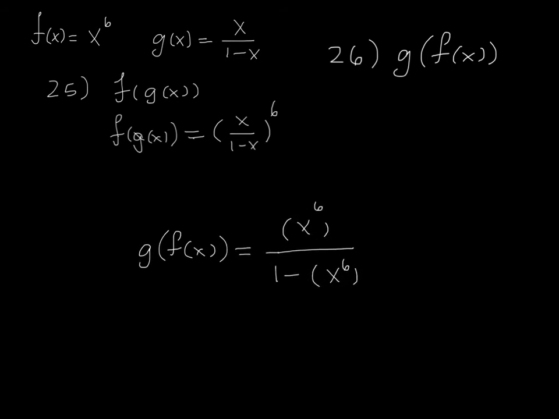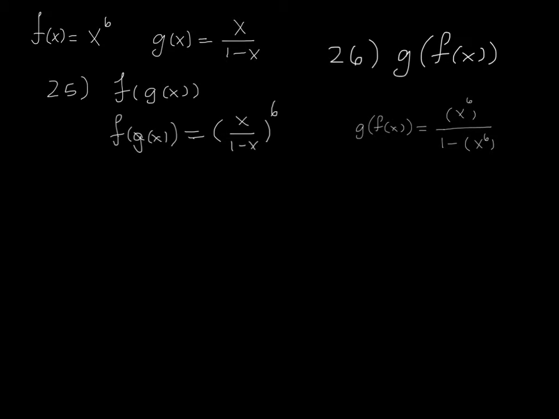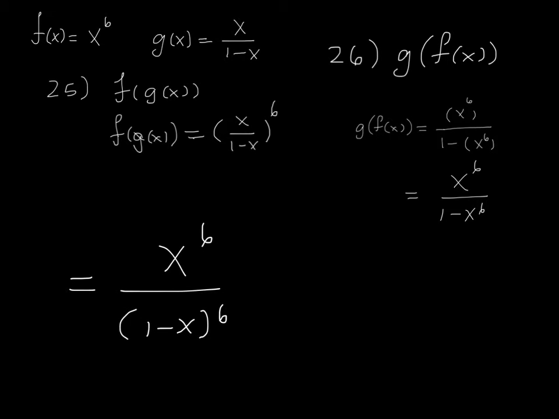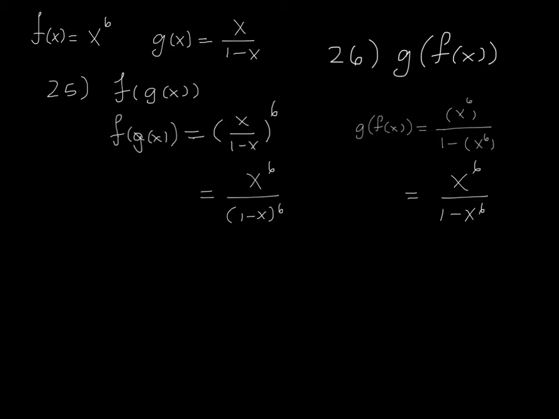And if we like, we can clean this up, and this equals x to the 6th over 1 minus x to the 6th. Now compare this to our previous problem, which, if I clean it up a little bit, looks like x over 1 minus x, all to the 6th, which is a very different answer than our second one. This is 1 minus x multiplied by itself 6 times, and this is 1 minus x multiplied by itself 6 times. So composition looks different depending on which function is on the inside.